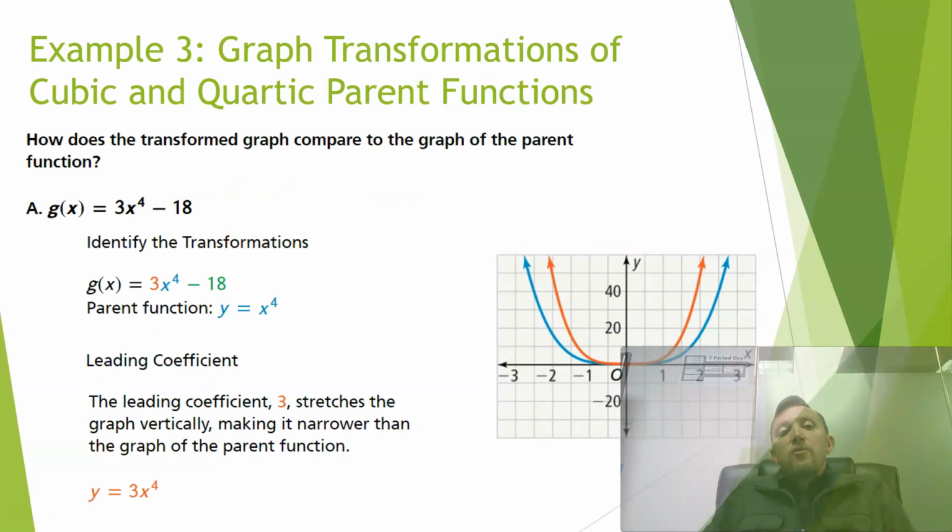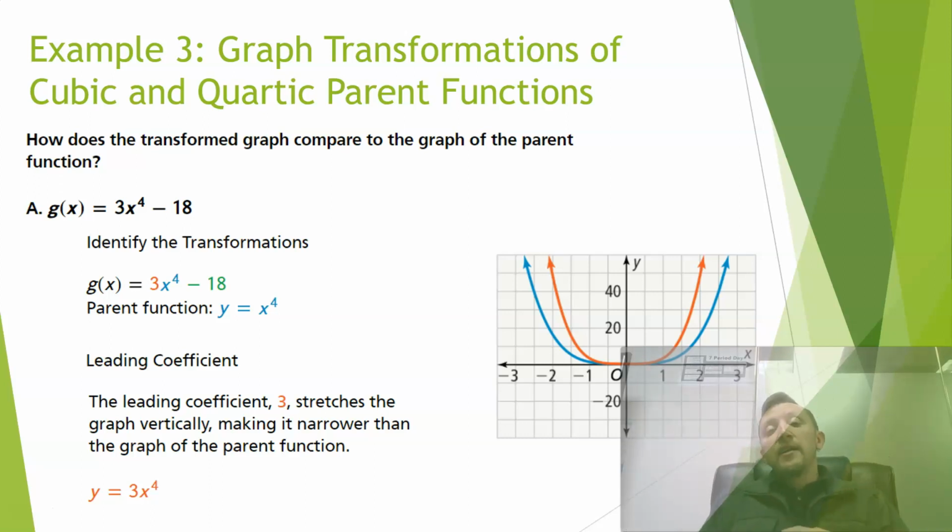All right, let's look at one last example here. So we're going to look at what happens to the graph of these functions, of cubic and quartic parent functions. So here we have 3x to the 4th minus 18. Now, 3x to the 4th minus 18 is based on the parent function x to the 4th. All right, so we're going to tie everything that we've been learning in this chapter.